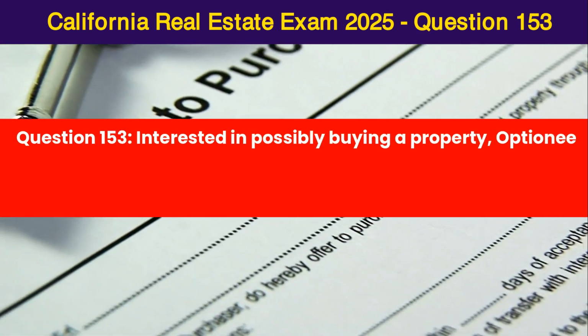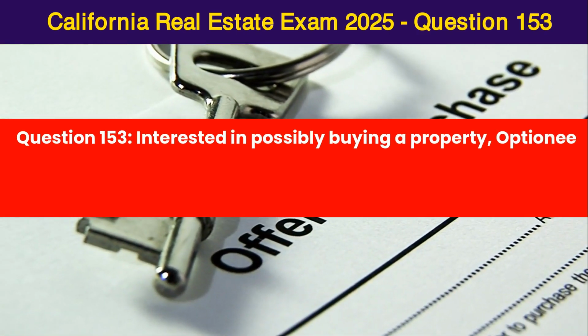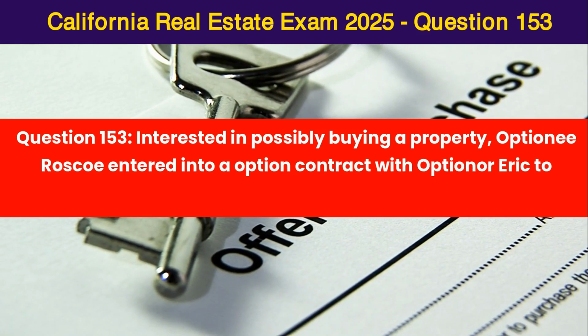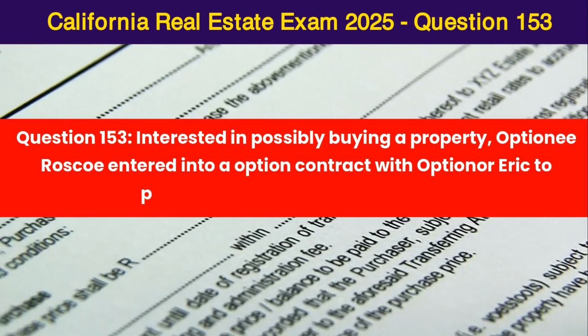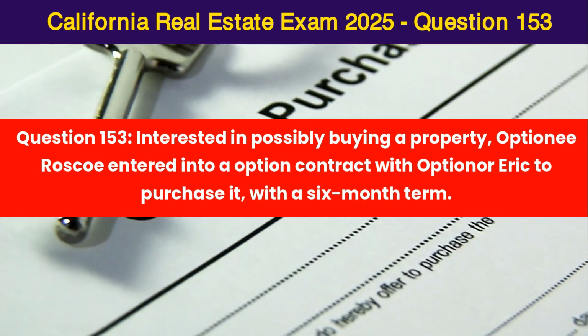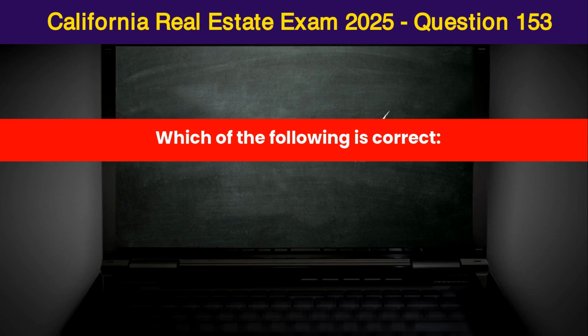Question 153. Interested in possibly buying a property, optionee Roscoe entered into an option contract with optioner Eric to purchase it, with a 6-month term. Which of the following is correct?